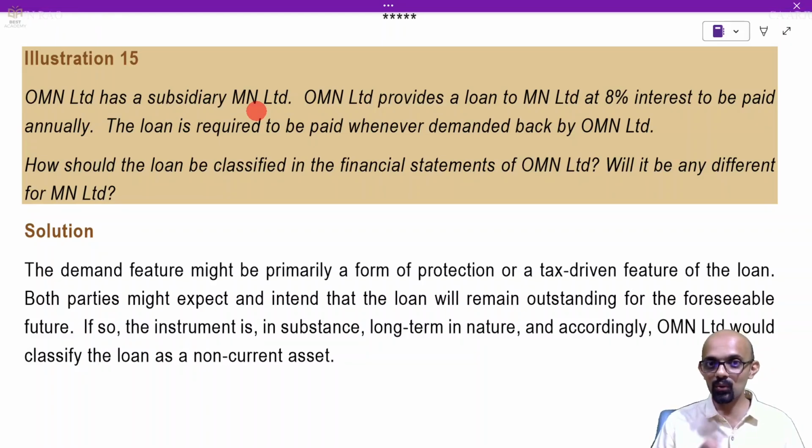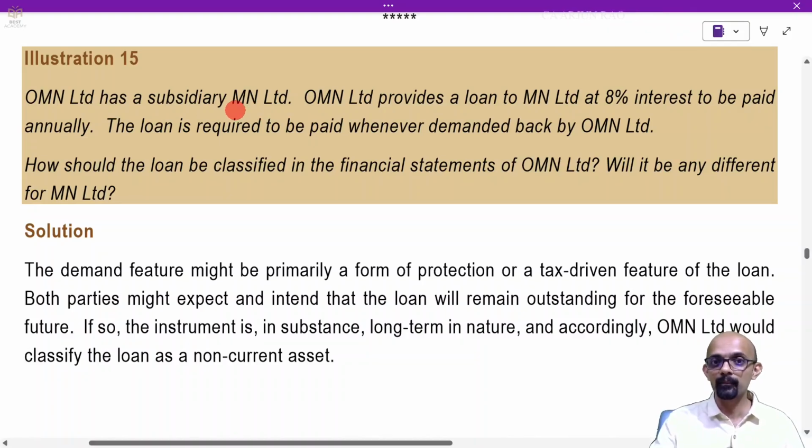So there are actually two things in this question. From the point of view of the holding company, it is an investment that will be non-current, because in substance it forms part of the net investment. From the point of view of the subsidiary, it has to be classified as current because it does not have the unconditional right to defer payment beyond 12 months. But of course, if both expect that it is going to be settled in the near future, then the holding company also may have to classify it as current only.